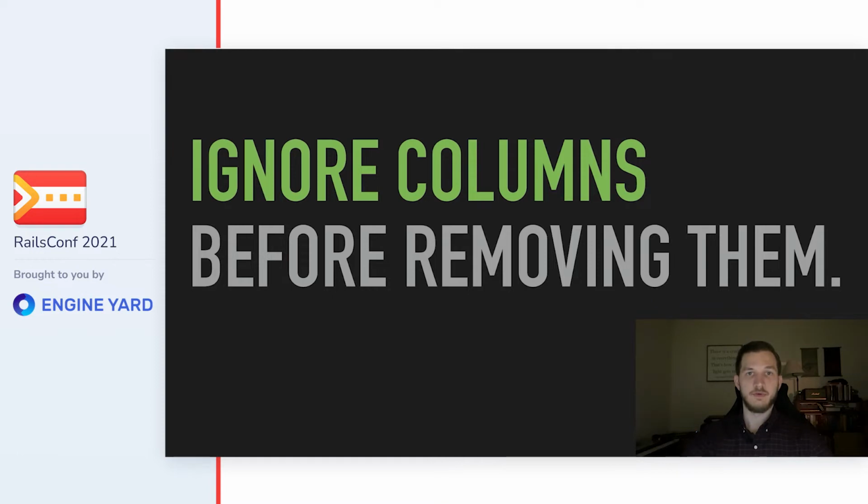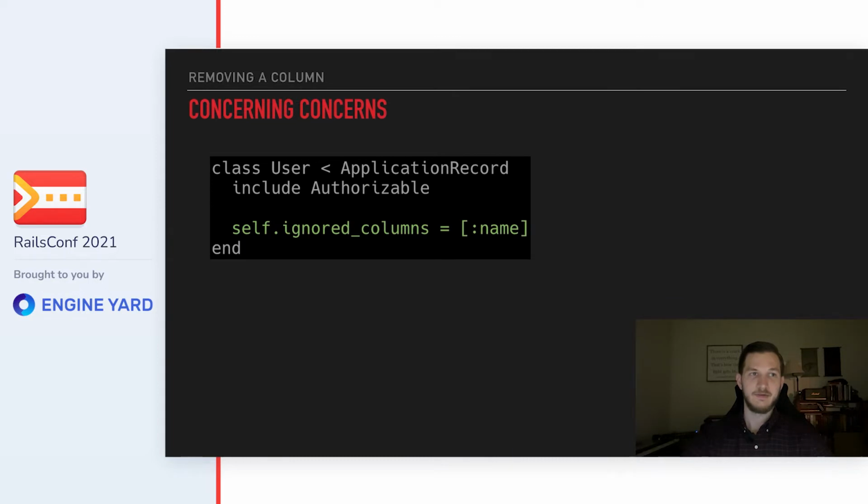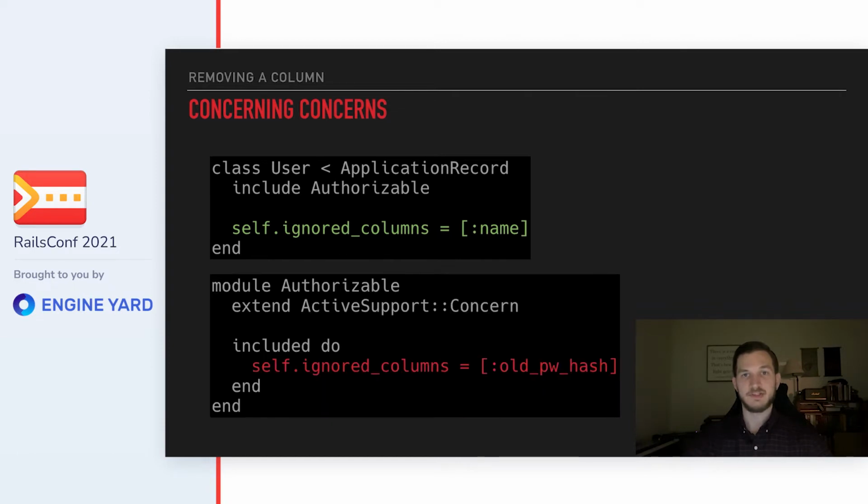Another note when ignoring columns concerns. In a large application with a lot of developers and a lot of modules, you might find yourself needing to remove 2 columns at the same time. Building on top of our name example, here the auth team is also going to remove an old password hash from the user model. So in addition to the name column being removed from the user, we also have the old password hash column being removed from the user via the authorizable concern.